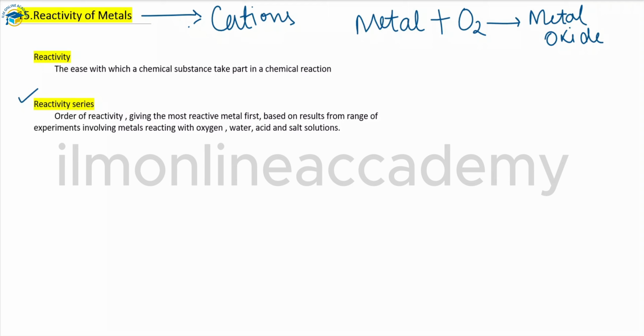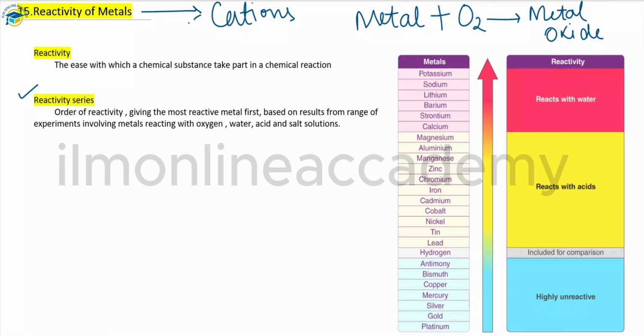Now I will show you here the reactivity series of the metals which was prepared. So this one you can see here, this is the reactivity series of the metals of our periodic table. After the introduction of this reactivity series, I will discuss with you the different range of experiments that involve the metals reacting with oxygen, water, acid, through which we have a basis to make this reactivity series.